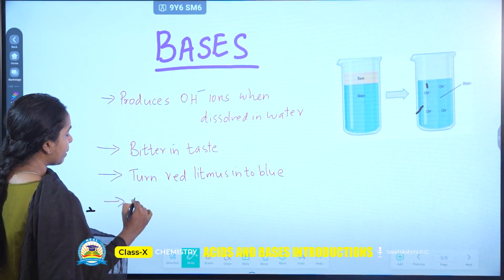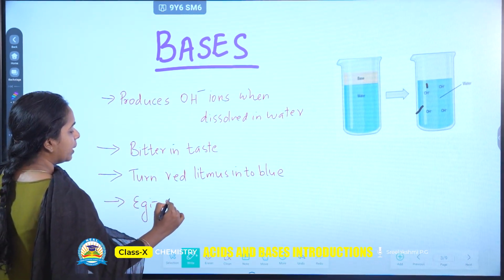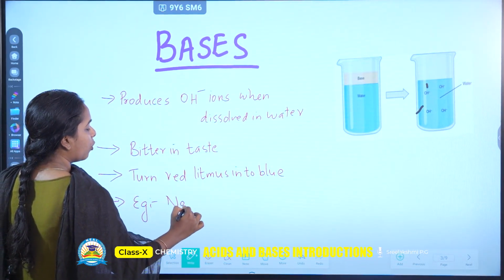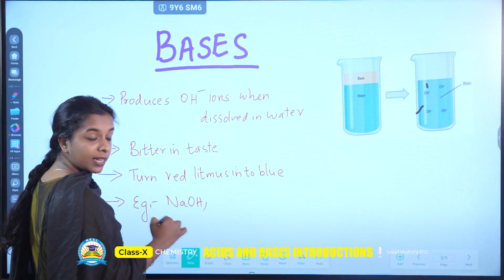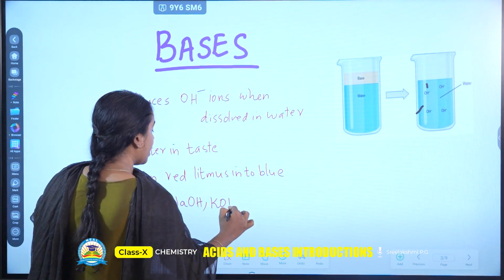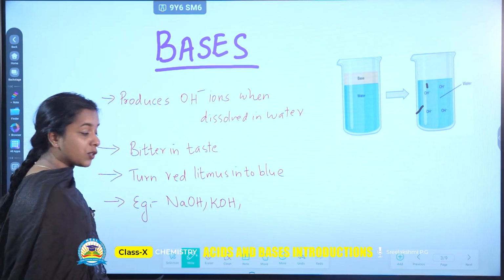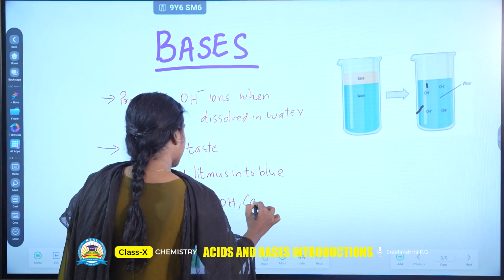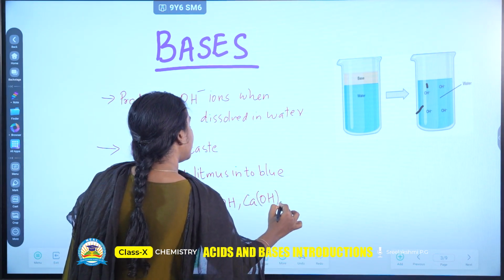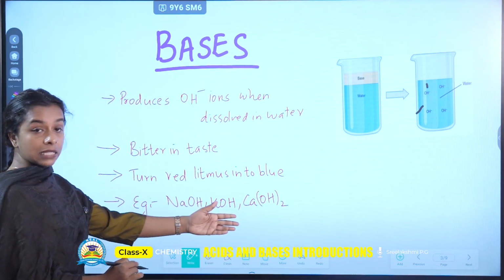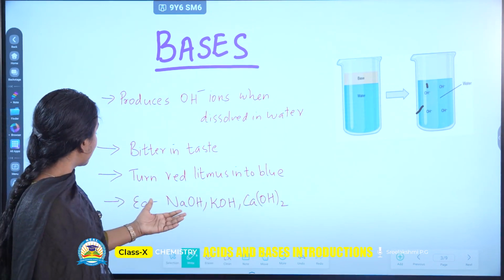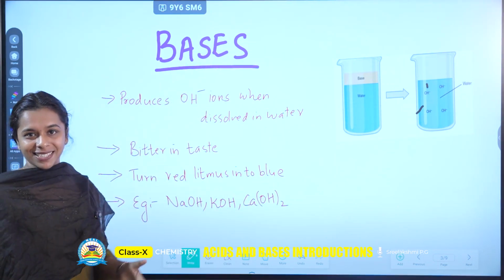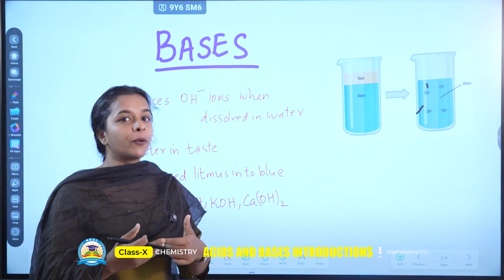Now we will see some examples. Examples are NaOH, that is sodium hydroxide. Next one is KOH, that is potassium hydroxide. Then calcium hydroxide, that is Ca(OH)2. All these are the examples of bases. Once again, we will just go through the points.